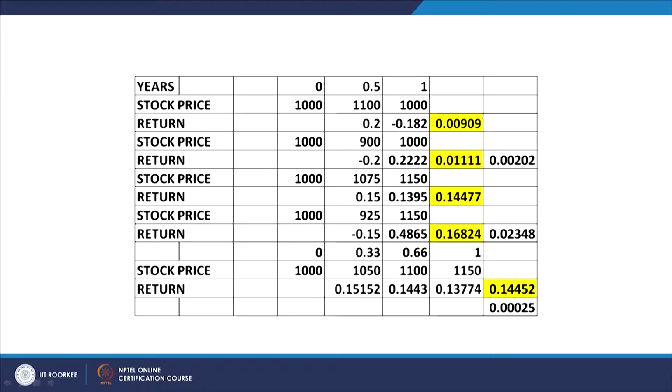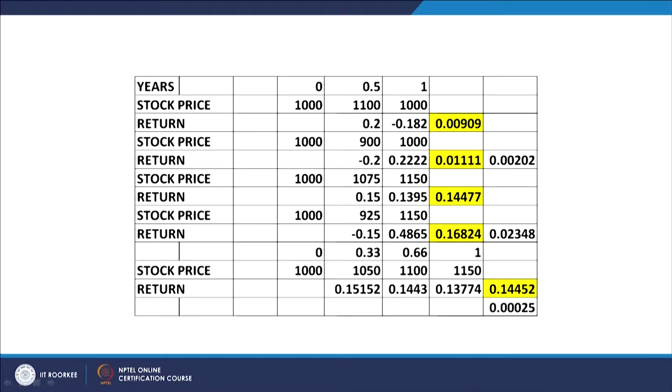Now, I do the same exercise with the stock price going down to 900 instead of up to 1100, and then again recouping to 1000. Again I find that for the first 6 month period the return is minus 20%, and for the second 6 month period it is 22%. Again, if I take the average, I end up with a positive figure.